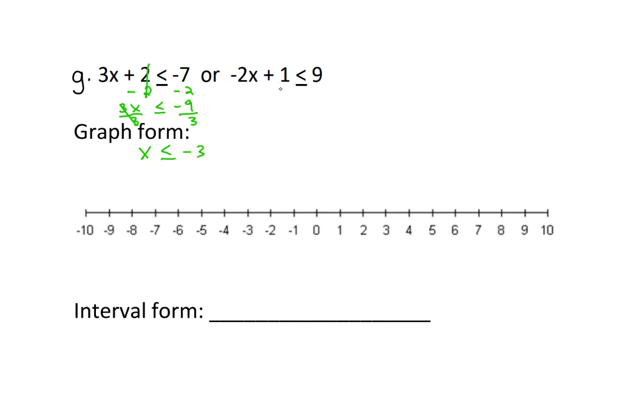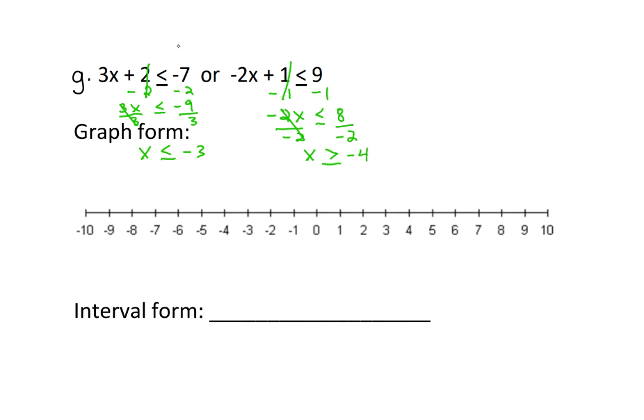And then for the other inequality, I'm going to subtract 1 from both sides, and I get negative 2x is less than or equal to 8. And then I divide both sides by negative 2. Do I flip the inequality this time? Yes, because I'm dividing by a negative. So we would change it to greater than or equal to negative 4.